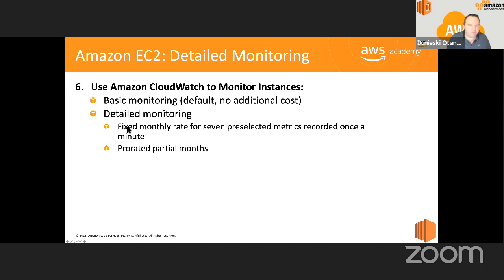So you can even go further and get high resolution metrics for 1 second. Every 1 second you get the metrics, but that's something even more advanced and even more expensive. But basically, you have to remember: the basic monitoring is free and it is every 5 minutes, and the detailed monitoring is not free. You have to pay for it, and it's every minute. And this is to monitor the health of your EC2 instance.